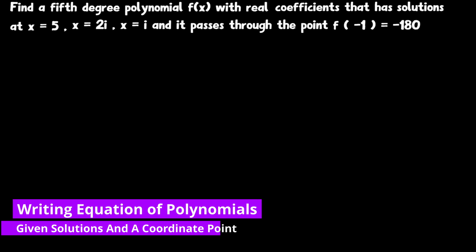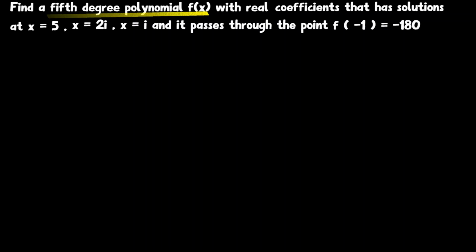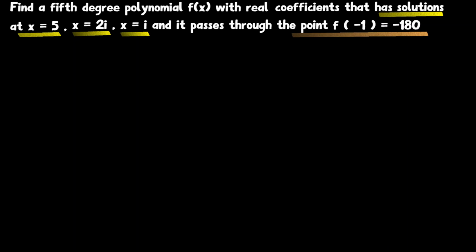Welcome. Let's take a look at an example where we want to define a fifth-degree polynomial with real coefficients, and we want to make sure that that function has the following solutions: at x equals 5, at x equals 2i, and at x equals i. And then, in addition, we want to make sure that this function passes through the point f evaluated at -1 equals -180. Well, let's try to build a strategy around this.